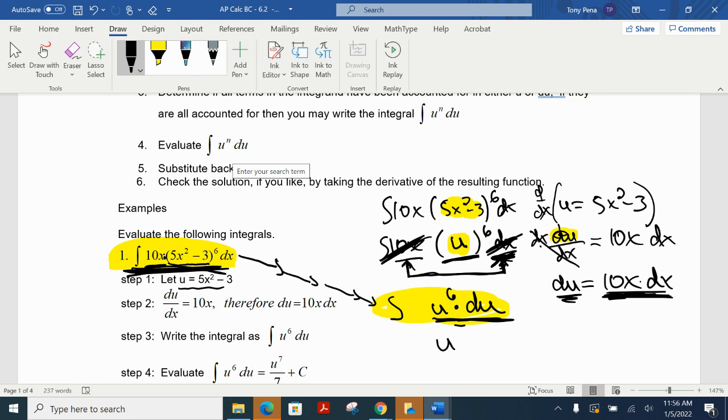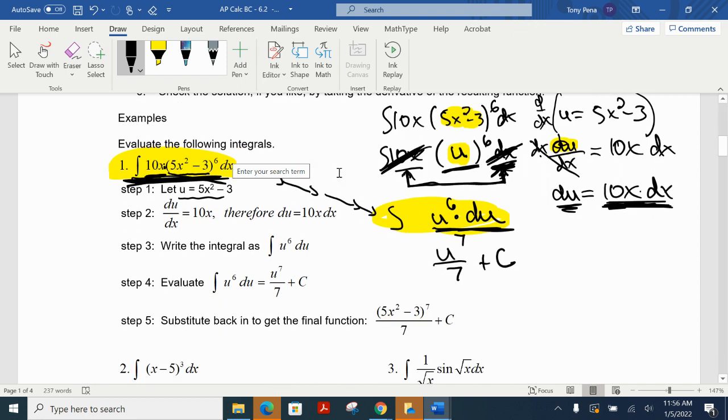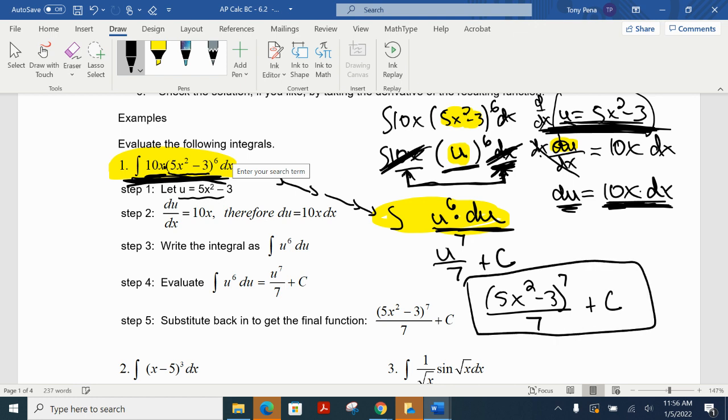This is our power rule. You're going to get u to the 7th over 7 plus your constant. Then since this started out in terms of x, we'd like to end up in terms of x. So instead of u to the 7th, remember what u is up here. u is 5x squared minus 3. So I'm going to replace this u with the 5x squared minus 3, now to the 7th power, and now divided by 7, and then plus your constant. That is our final answer.